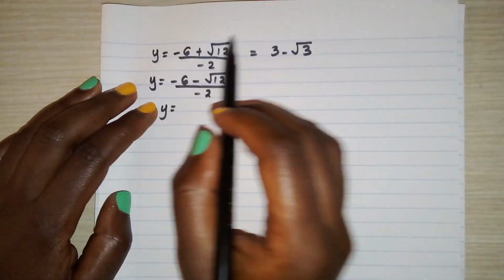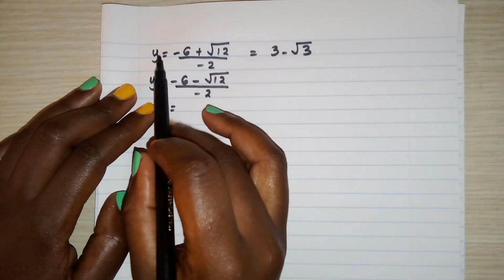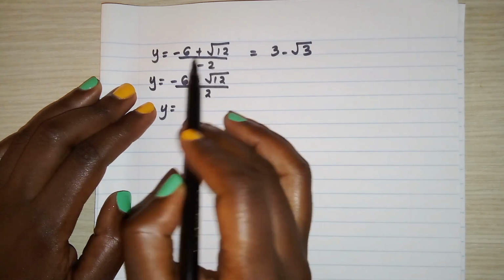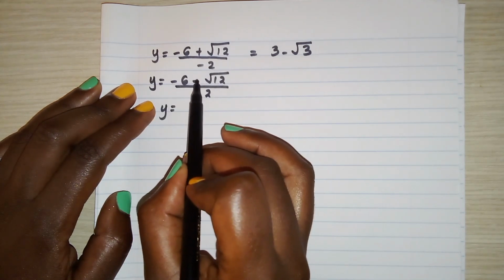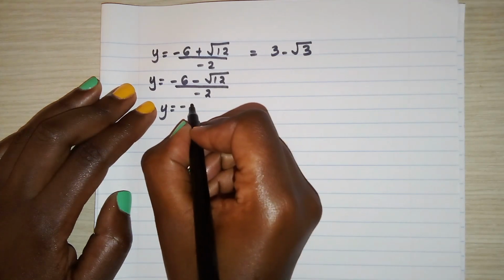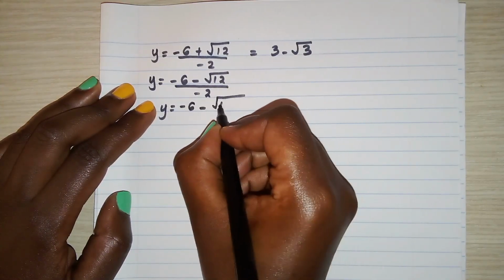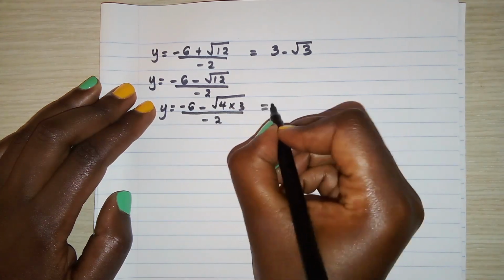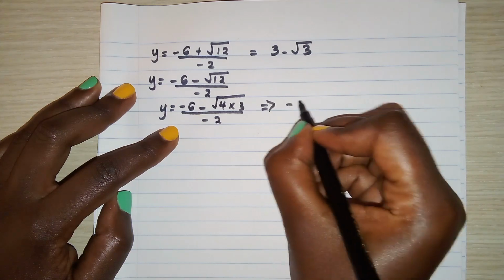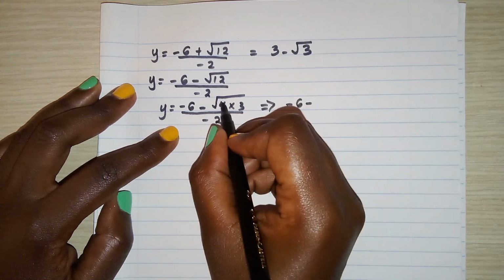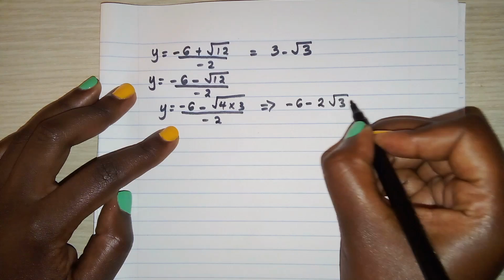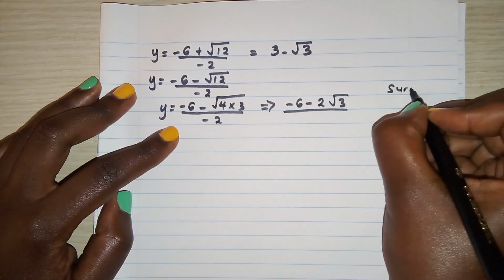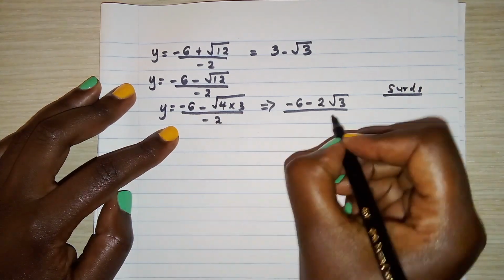So one of the answers was 3 minus root 3, and that one is from y equals negative 6 plus root 12 over negative 2. Now let's do the one with the negative over here. So we're going to do negative 6 minus root 12, which can be written as root 4 times 3, all over negative 2. Now this one, negative 6 minus root 4, which is 2 root 3, because we do not have root 3, so you're going to leave it in surd form. So that is surds. And then here negative 2.